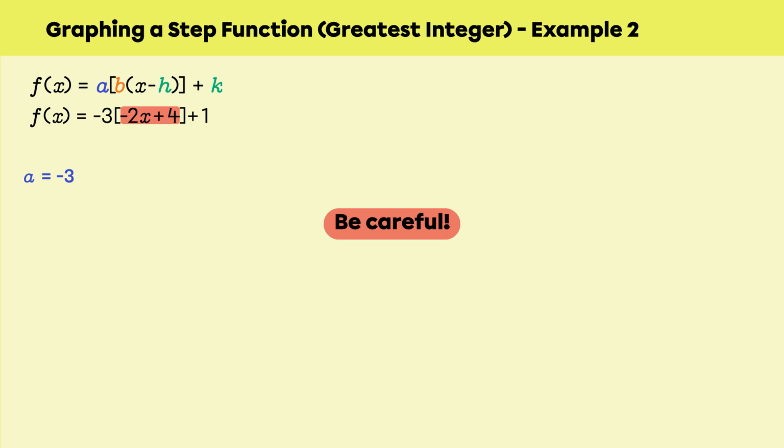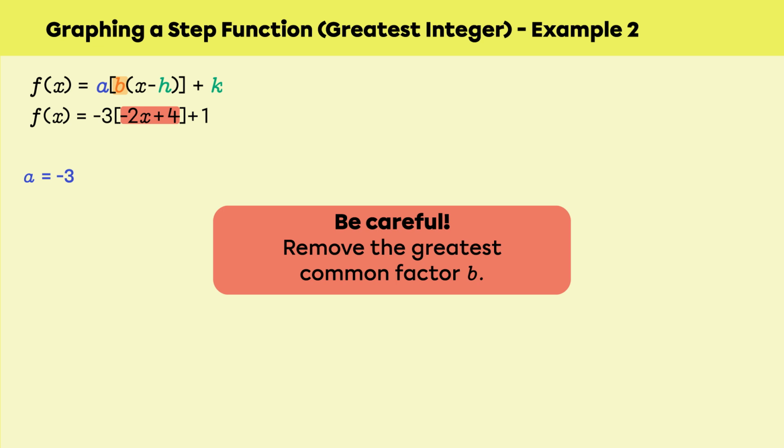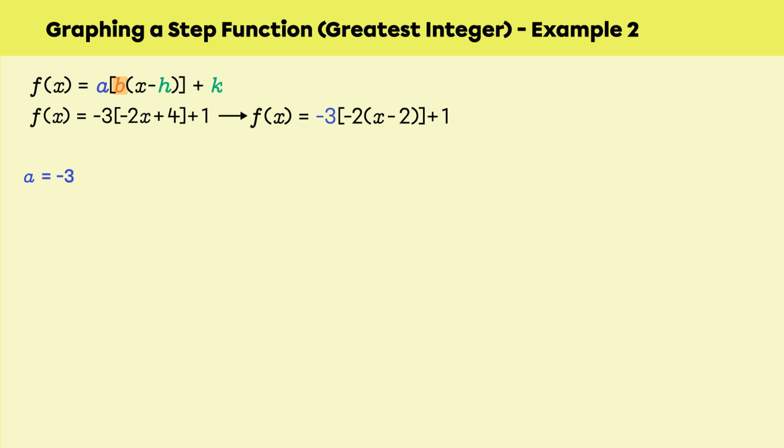When looking at the basic rule, we'll see that parameter b has been factored out, and inside the brackets there is x minus h. When the coefficient of x is not 1, you always need to remove the greatest common factor. So, divide -2x by -2 and do the same thing for 4. This gives -2 times x minus 2 in brackets. Now that we factored out parameter b, we can correctly identify the parameters in the brackets.